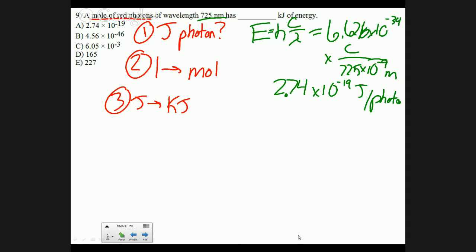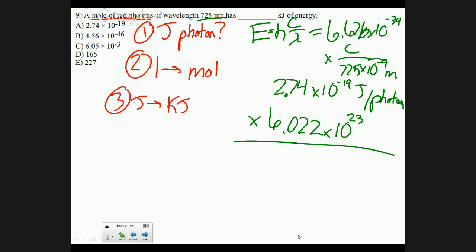That's for one photon. It's saying we have a mole. So how do we go from 1 to a mole? Well, what's a mole? A mole is 6.022 times 10 to the 23rd things in one mole. So if we had a mole of photons, we'd have to multiply one photon by that to give us 165,000 joules. Convert that to kilojoules, and you get the answer, choice D.